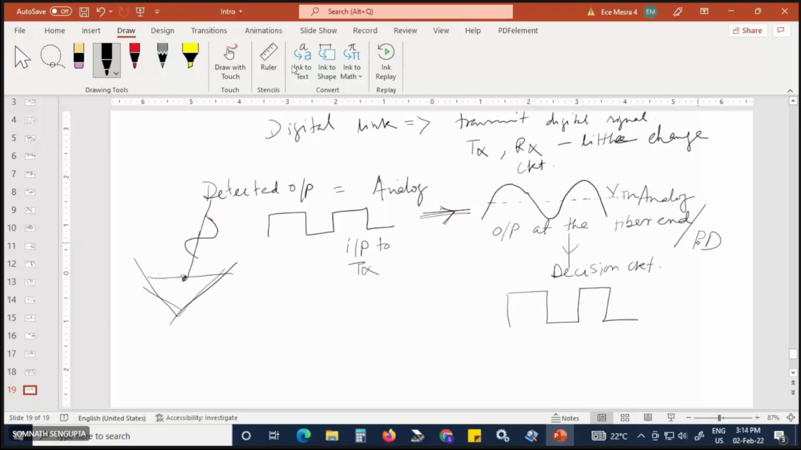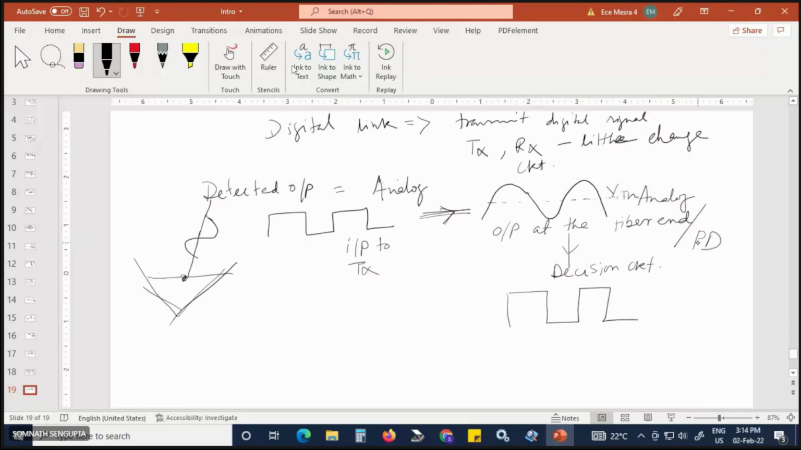And for digital signal, no biasing is needed. A simple transistor you can use in case of digital link in the transmitter. But in case of analog circuit, you may need a biasing circuit for the transistor. For digital link, it is not required. So only on-off kind of switching is required for the transistor. But at the receiver, this extra additional thing, that is the decision circuit, is required. And apart from this, many issues are there.